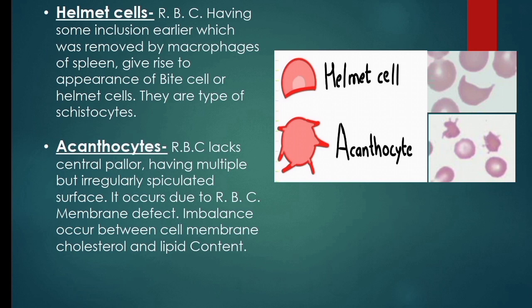Acanthocytes. This type of RBC lacks the central pallor and has multiple but irregularly arranged spikes on the surface. It occurs due to an RBC membrane defect. Imbalance occurs between cell membrane cholesterol and the lipid content. They are seen in liver disease, post-splenectomy, and in abetalipoproteinemia.